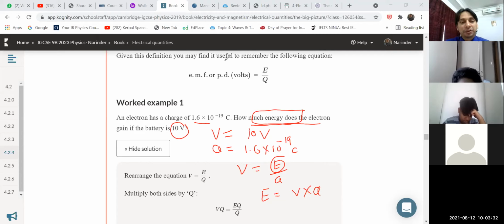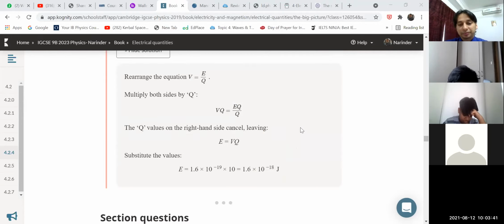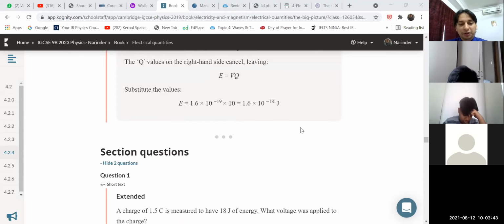This type of question is very simple, but in exams, the basic standard will be the same, and you have to remember what equation you have to apply. So you can see the answer.